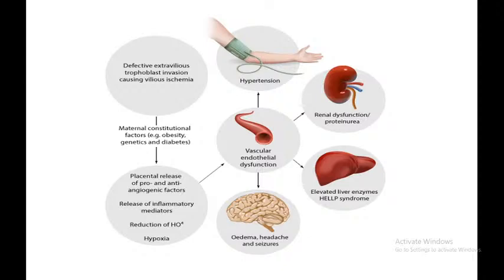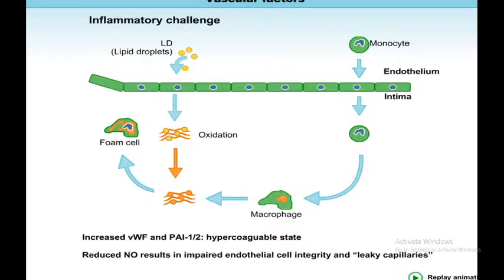So at one end, we see the woman is hypertensive, and because of this placental release of these various factors, and because of the release of the inflammatory mediators, we find there is vascular endothelial dysfunction. So this contributes to the various systemic manifestations that we see in this condition. So even vascular factors, of course, also play. So the reduced production of nitric oxide results in the impaired endothelial cell integrity and causing leakage in the capillaries.